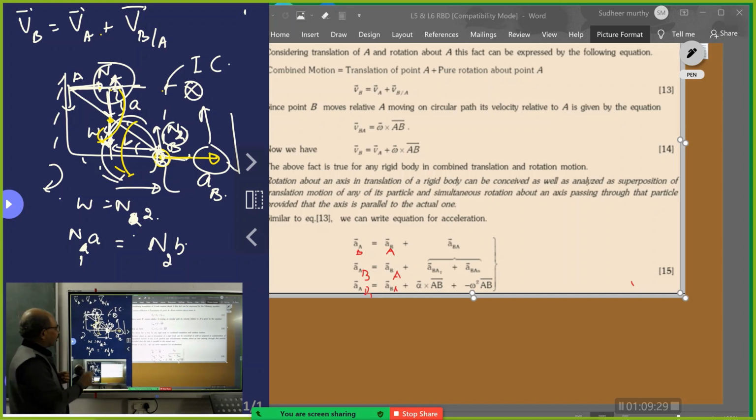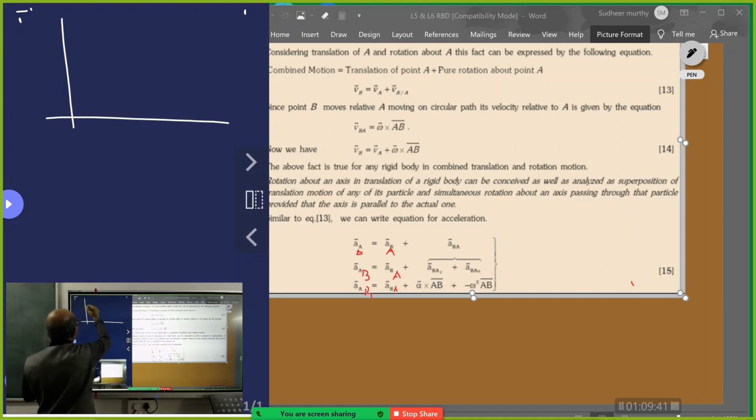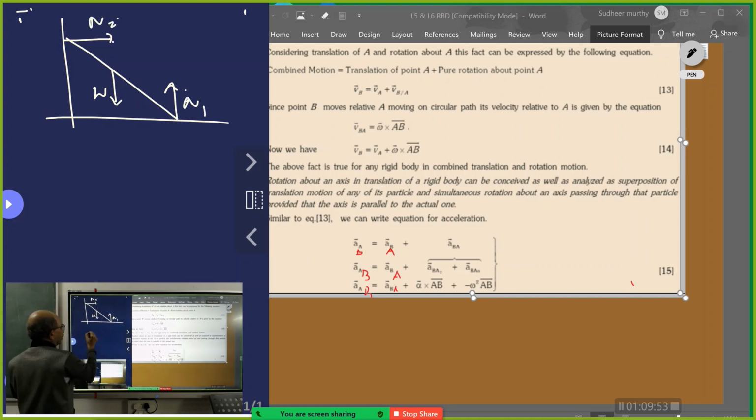So here you see, supposing this has to be in equilibrium. Wait a minute, I will do it properly. I will take this as N1 and this as N2. If it has to be in equilibrium, then W must be equal to N1, only this, and there is nothing to balance this N2. So it cannot be in equilibrium.